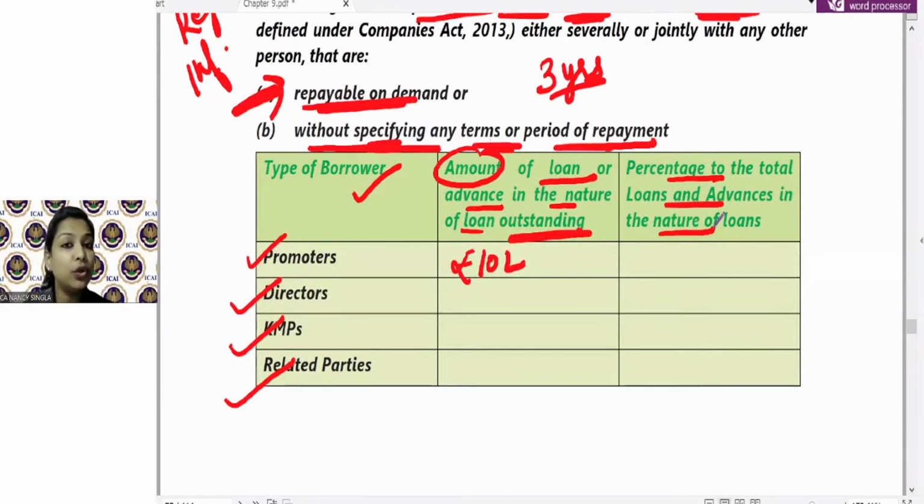So who is going to give such information? It is the management or the company who has to give such additional regulatory information. Who is going to verify it? The auditor is going to verify it. Simple. Okay? It is simple.